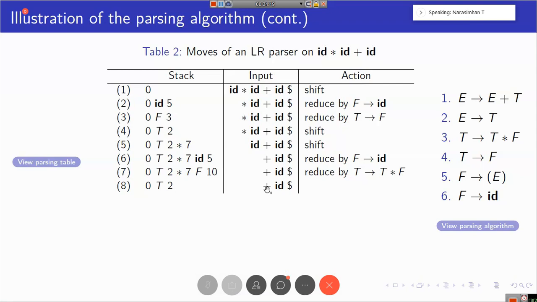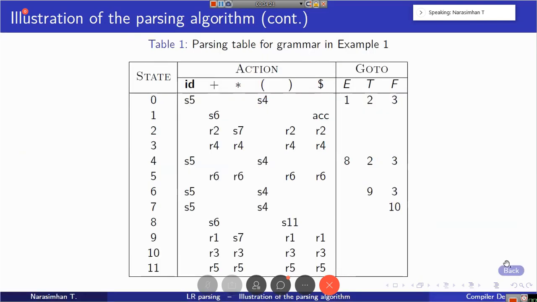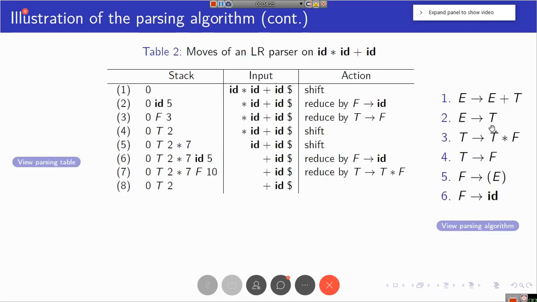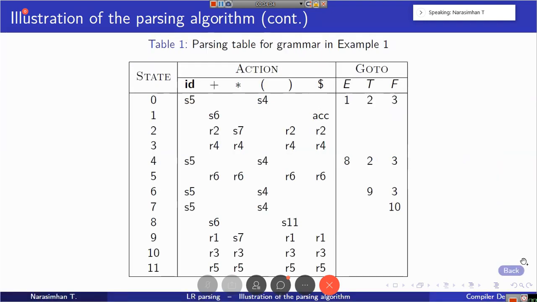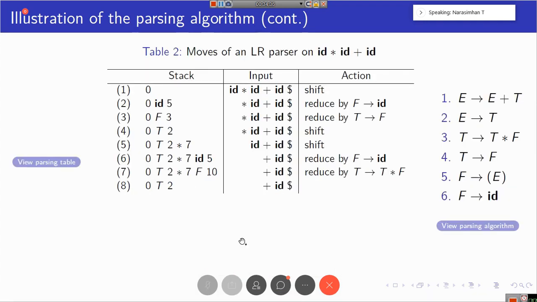2 and plus is R2. You reduce using the second rule. 1 symbol is on the right, so 2 symbols will be popped. So T and 2 will be popped. 0 and E, push E and 1 into the stack. It is 0 E 1. 1 and plus. 1 and plus is S6.